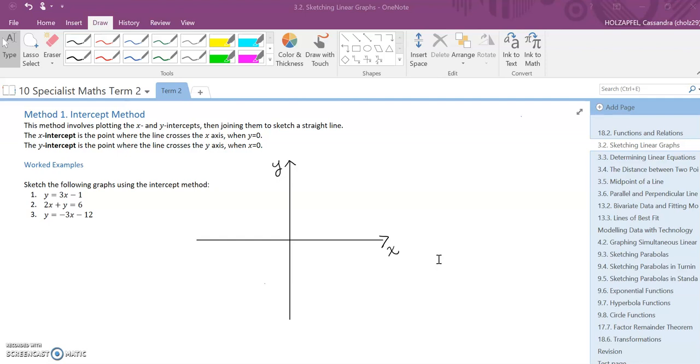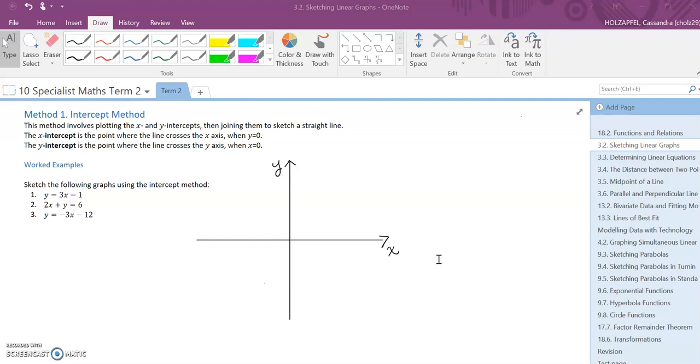The 2 points that we're going to find are the x-intercept and the y-intercept. This is really good when you're not given lines that are in slope-intercept form. By slope-intercept form, I mean when you have y = mx + c, because we know that m is already our gradient and c is already our y-intercept. If we weren't given something in that form, it's a little bit trickier to work out.